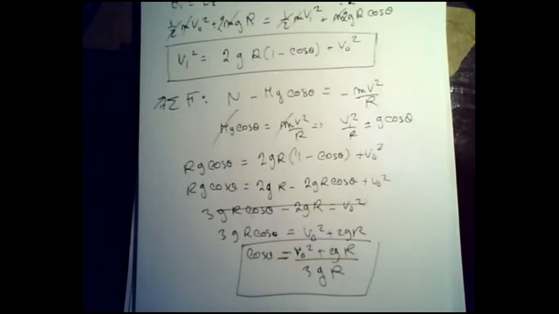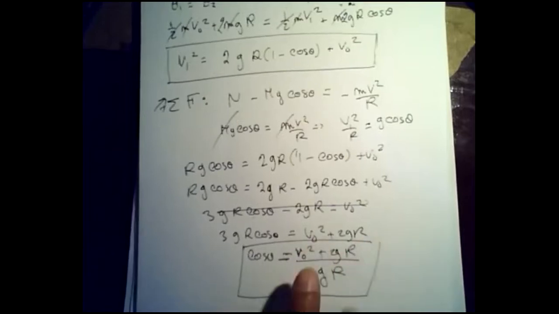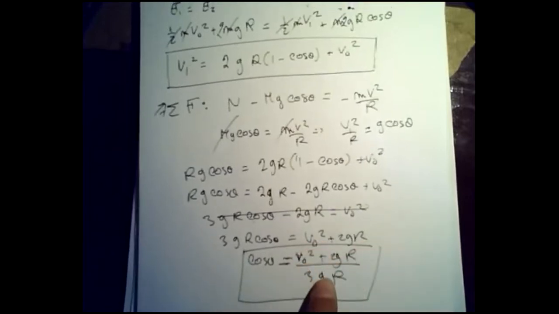So I know that cosine theta always has to be less than 1, right? Cosine 0 is 1, cosine 90 is 0, so cosine theta is always a number between 0 and 1. If cosine theta is 2 here, then theta is equal to inverse cosine of 2, which is undefined. In that case, you will never find the angle theta. Why? Because your velocity is greater than gr.